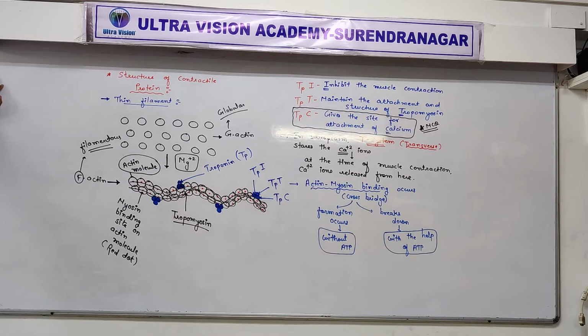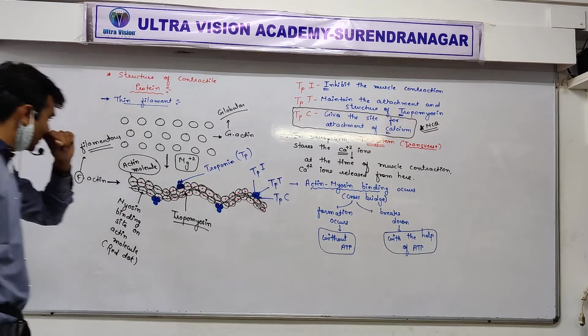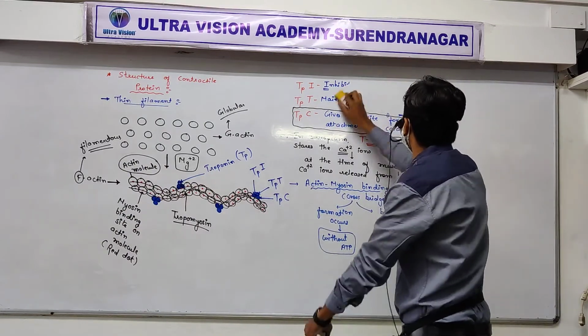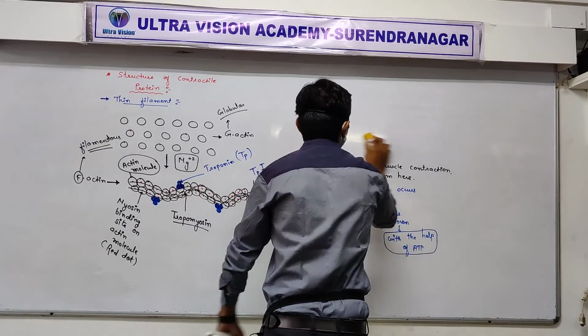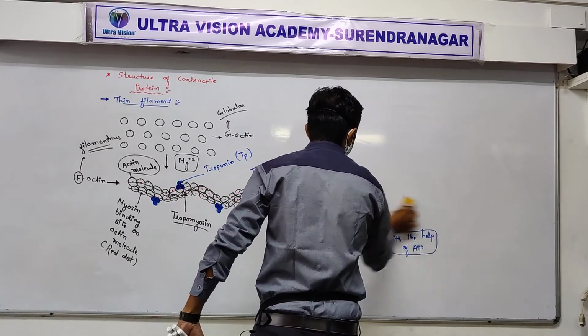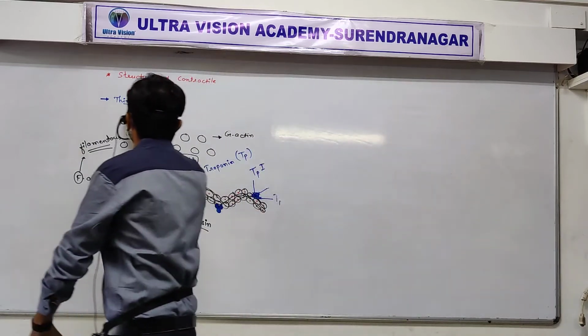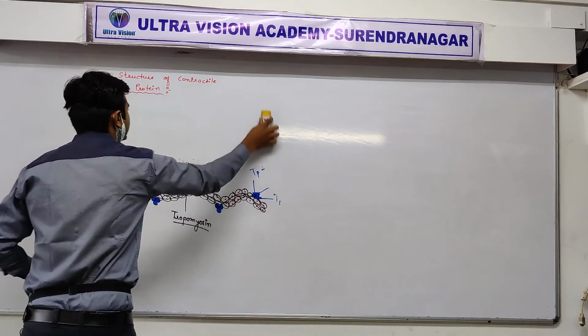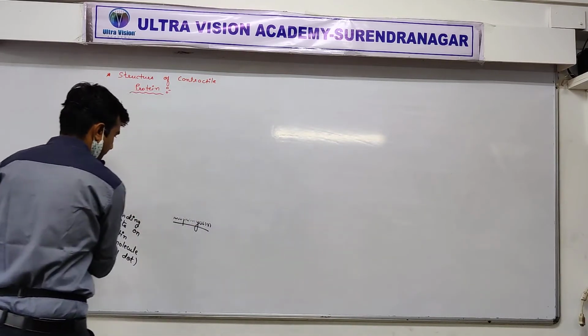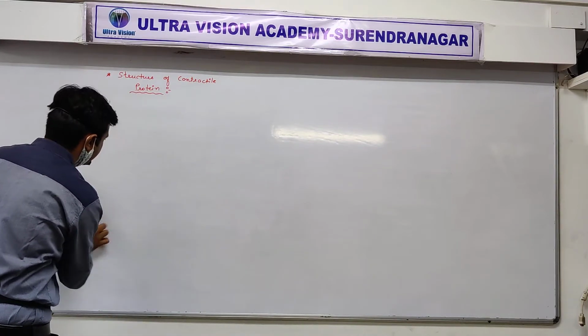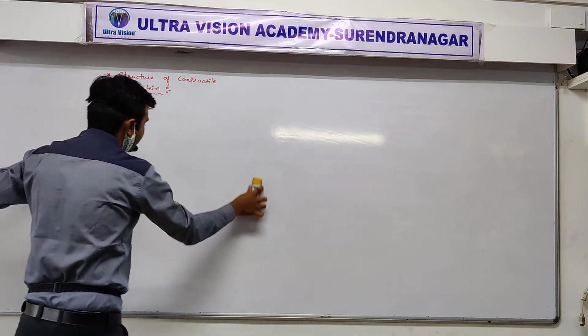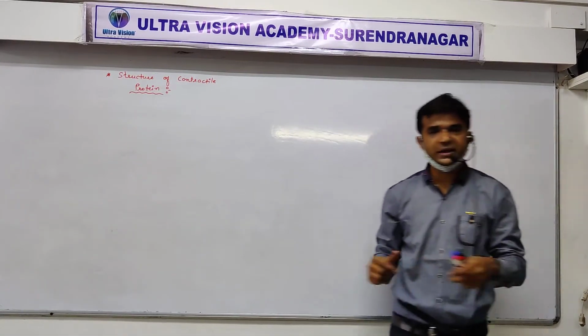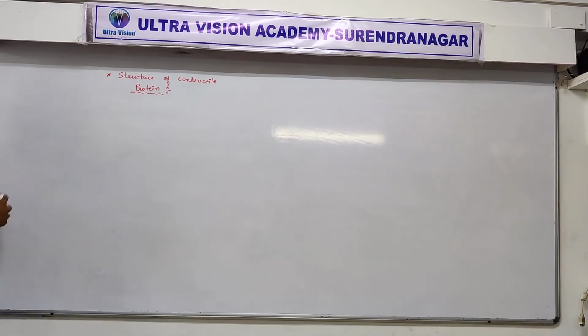Okay, does anybody have any doubt here in the thin filament structure? Then I will continue with the thick filament. Any doubt? Okay, fine. The thick filament, a very short point. So the thin filament is made up of actin, troponin and tropomyosin. The structure is over. Now the thick filament.